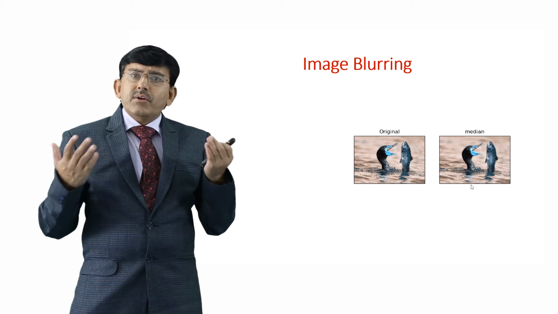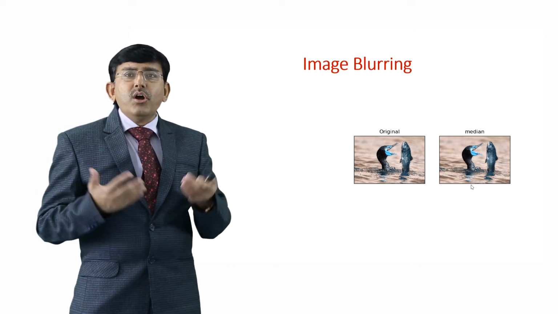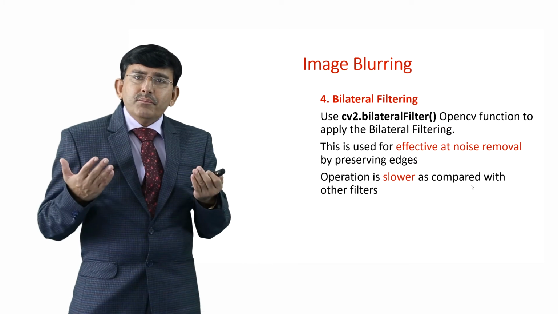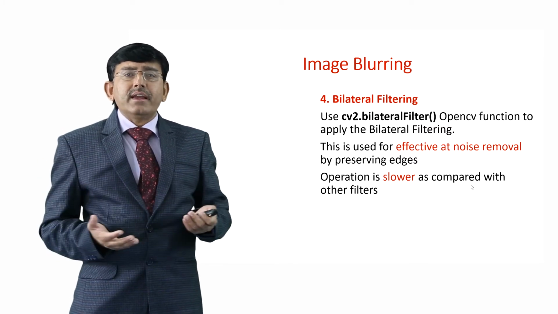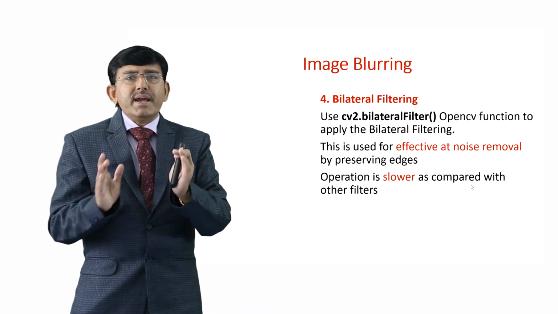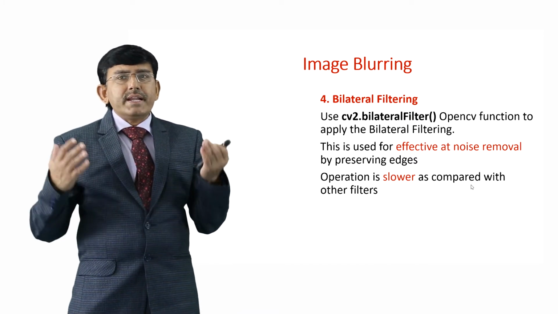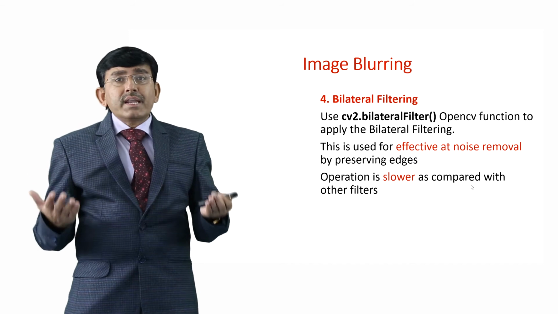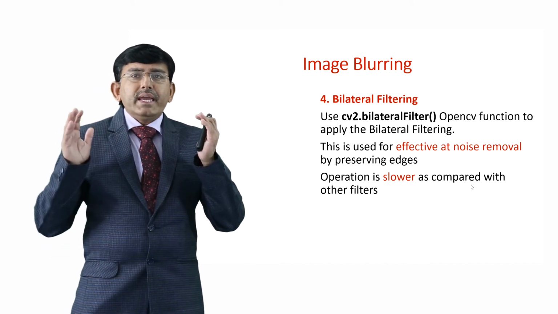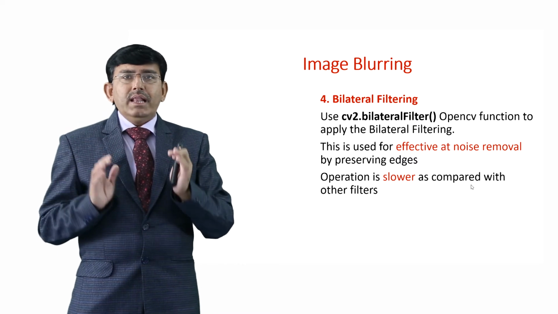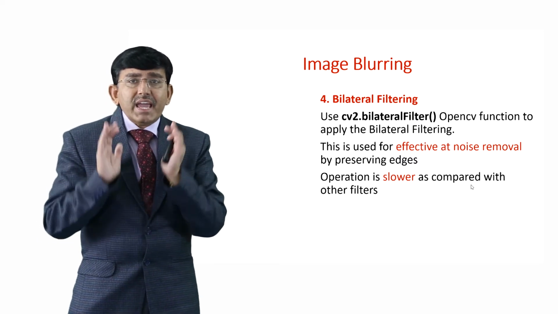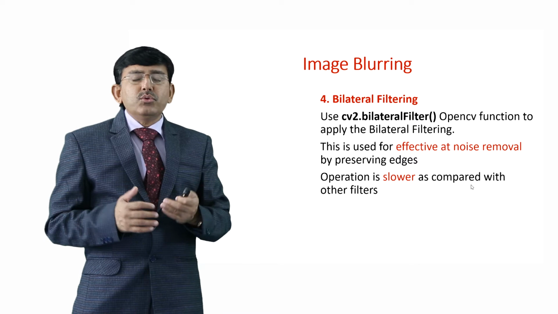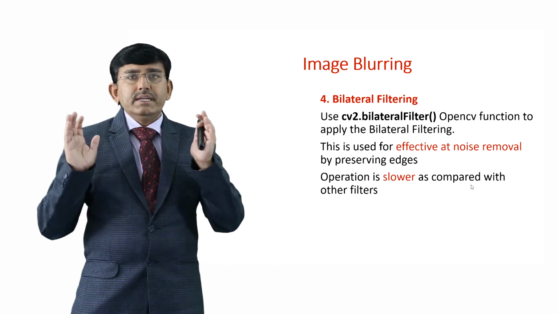So this way our objective is to get the image and do the processing with the help of median filtering. Now the next main function is bilateral filtering. In that we have a method named bilateralFilter, which is present in the OpenCV function library, used to apply the bilateral filtering technique. This is effective at noise removal while preserving edge information within the input image. The operation is slower compared to other filters, but the output is good.